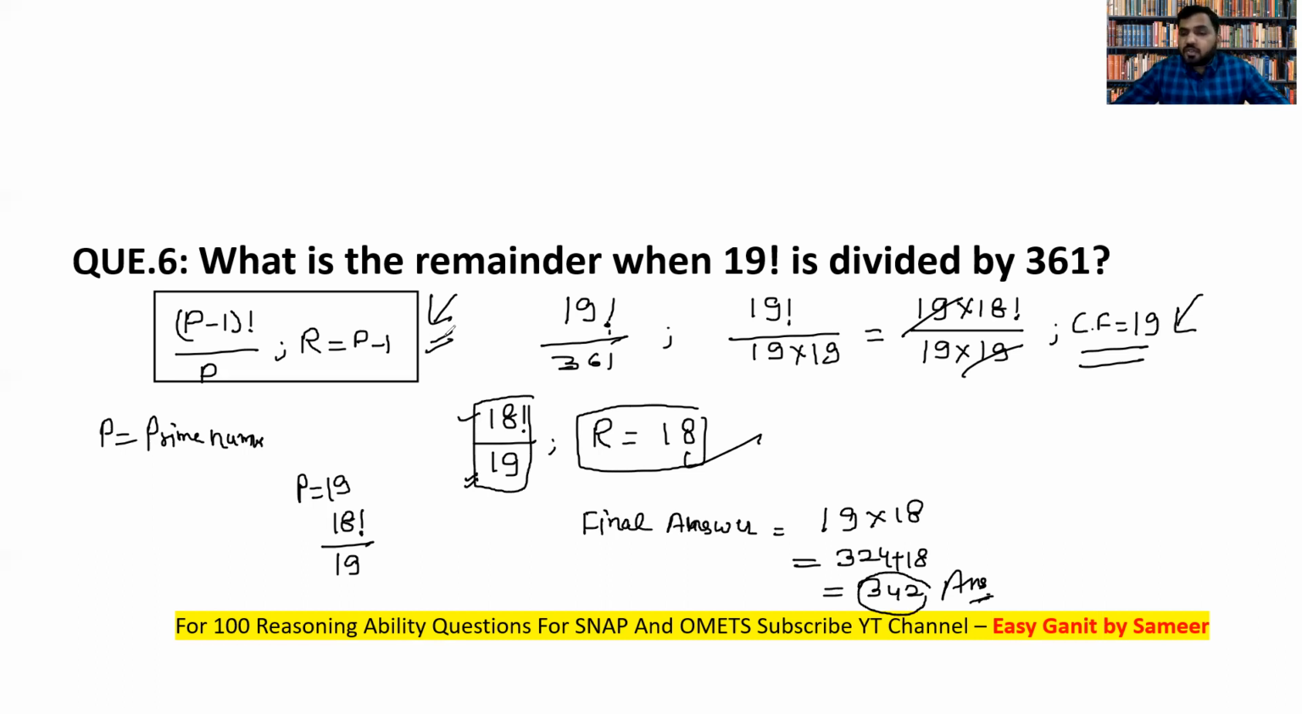So I'm going to move throughout this whole series of 200 quant questions. I'll be taking chapter-wise questions, right? Topic-wise questions. So on every topic, I'll be covering 5 to 6 questions.